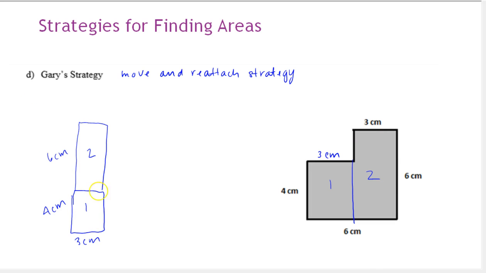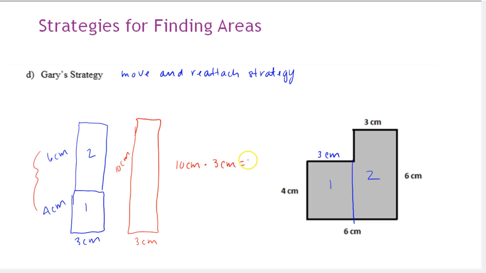So he says, I've made a new rectangle. I want to find its area. Well, notice this. We'd add these together to find this total length. So this is our new rectangle made up of 1 and 2. This is 10 centimeters. This is 3 centimeters. So our area is 10 centimeters times 3 centimeters, which is 30 square centimeters.